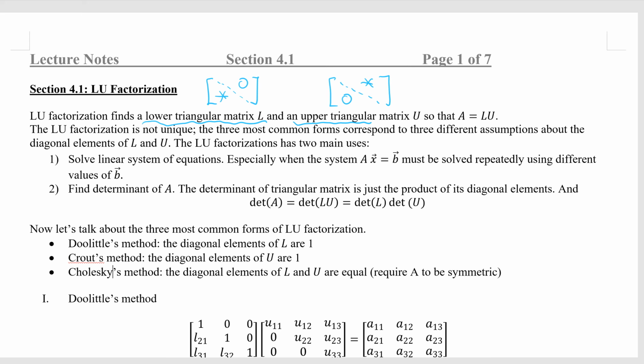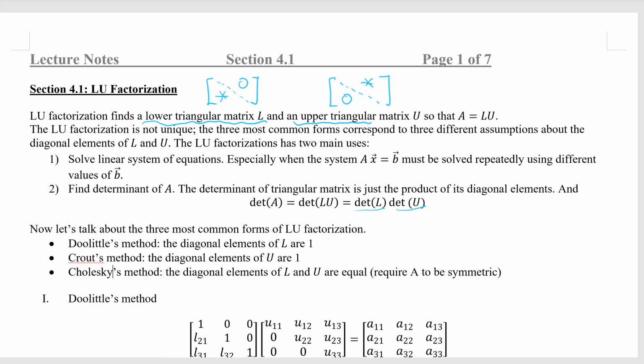Okay, and the second main use for the LU factorization is that it is very convenient for finding determinants. Do you still remember that the determinant of a product equals the product of the determinants? And the determinant of a triangular matrix is just the product of its diagonal elements. So it makes it so convenient to calculate the determinant. We just look at the diagonal elements of L and the diagonal elements of U, and then we multiply them together. Then we get the determinant of A.